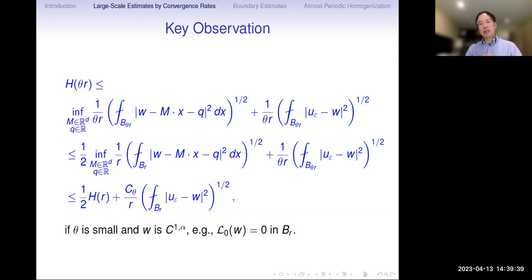So that's the key observation in this argument. And I'm assuming this has been used frequently in the study of linear and nonlinear PDEs. It's a kind of perturbation argument here. Do you have any questions, please?